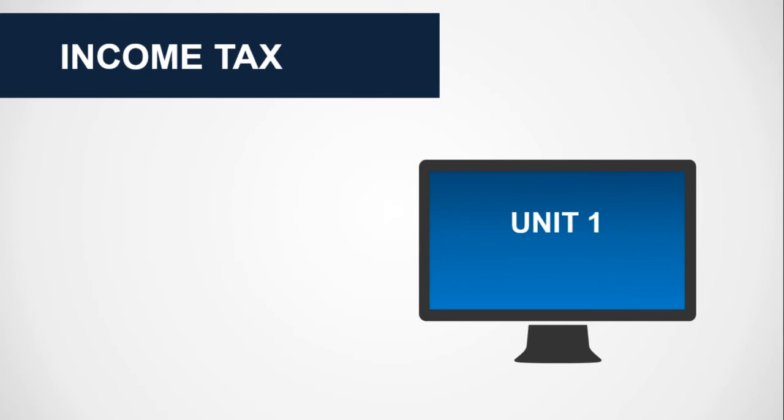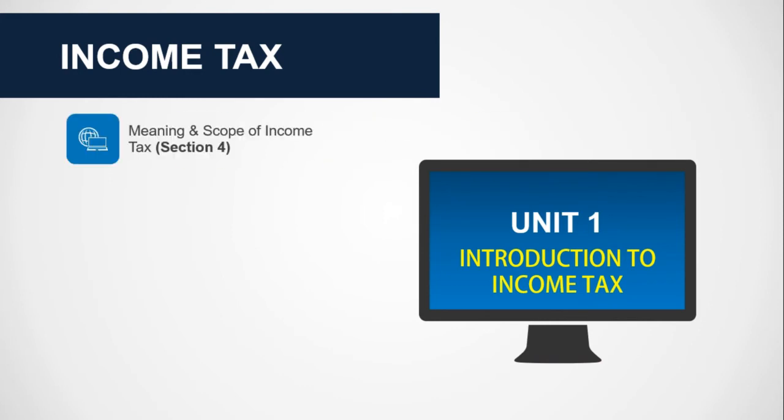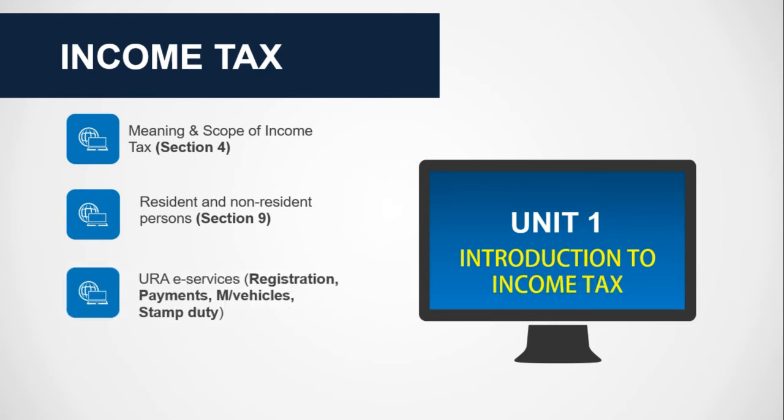So I'll briefly take you through exactly what we shall cover under income tax. As part of our coverage, we shall look at the introduction to income tax, and under this we shall look at the meaning and scope of income tax. We shall look at the resident and non-resident persons. We shall look at the URA, registration, payment, motor vehicle stamp duty, e-services, and also move into the registration of taxes in Uganda. So that will be covered under Unit 1.